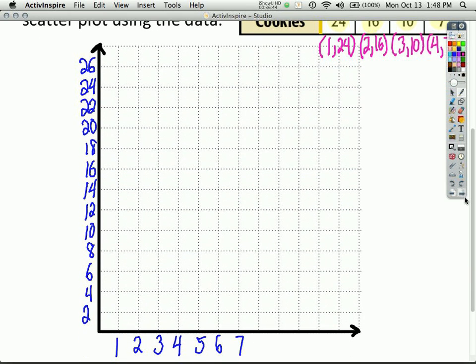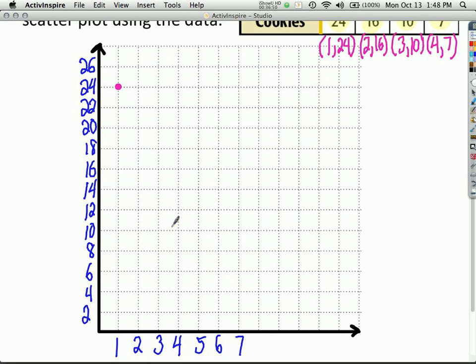So, four ordered pairs, plot the points. 1, 24. 2, 16. 3, 10. And 4, 7. And just because it's an odd number doesn't mean I can't do it. I just have to estimate where the halfway point is between 6 and 8. And now I have a scatter plot with which I can do research.